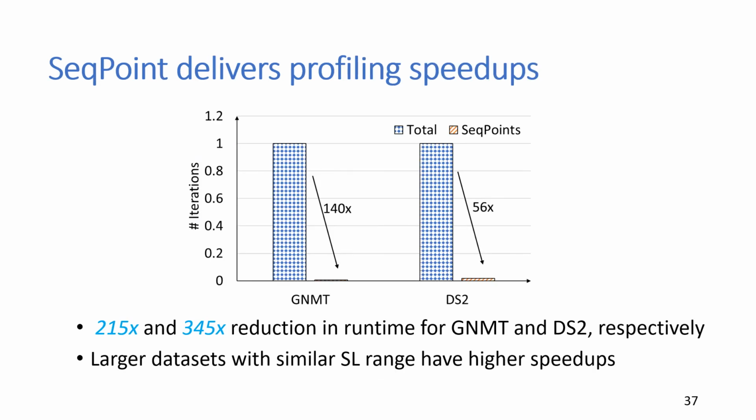Before looking at SeqPoint's accuracy, we first highlight the reduction in profiling time we achieved with SeqPoint. The plot here shows that the SeqPoint methodology reduces the total number of training iterations that need to be profiled by about 50 to 140 times. This translates to a 215 to 345x reduction in profiling time. These speedups in profiling will be higher if training on a larger dataset, but with a similar sequence length range.